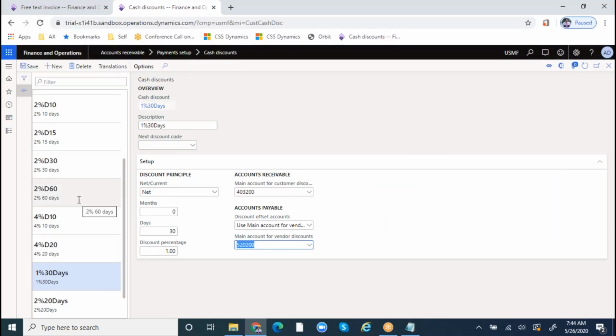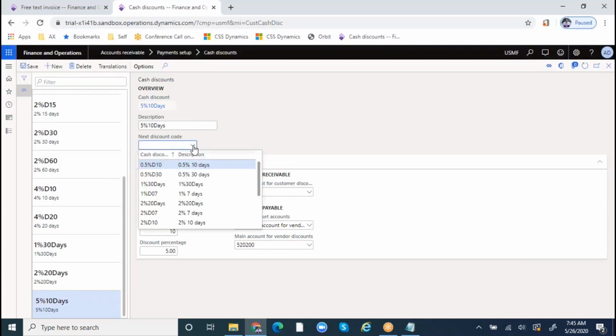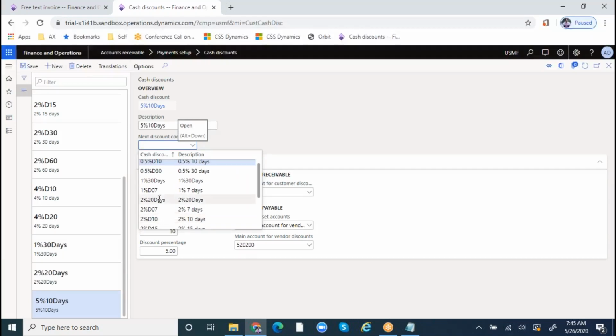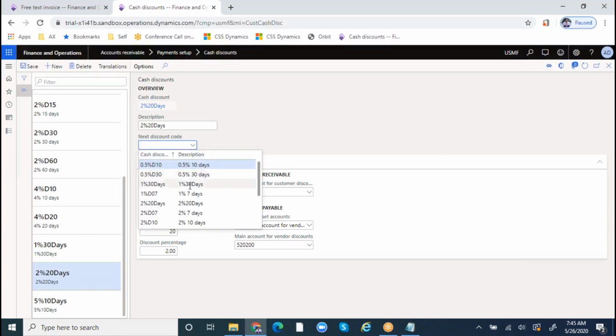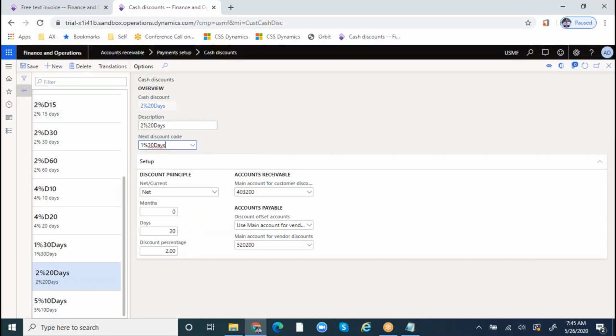Now, suppose the first one is 5% 10 days. If it is crossed, then it will look for the next discount, which is 2% 20 days. I'm tagging this one to this one. Means if this 10 days is skipped, the next discount is 2% 20 days. If 2% 20 days is crossed and it is not paid, the next option for the customer is 1% 30 days.